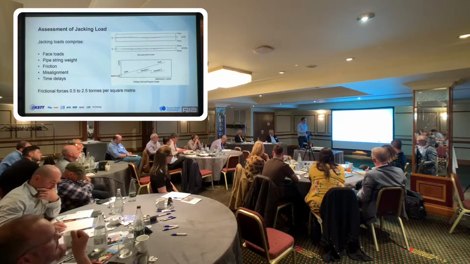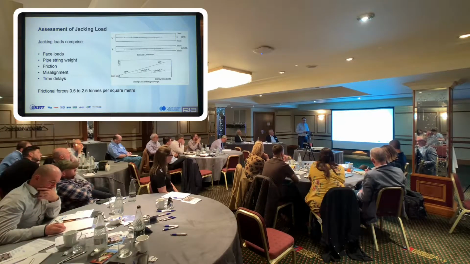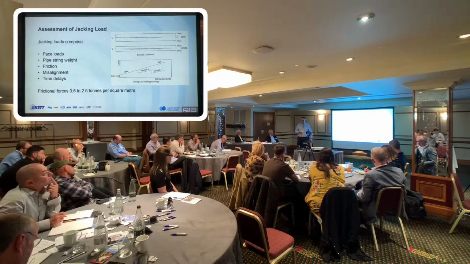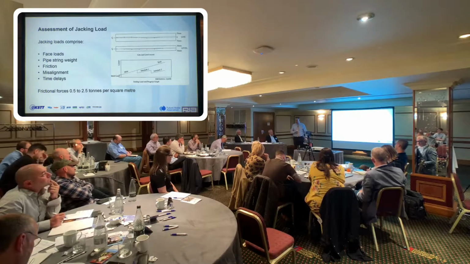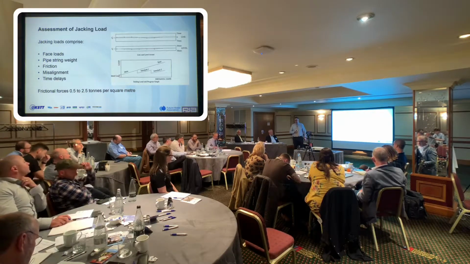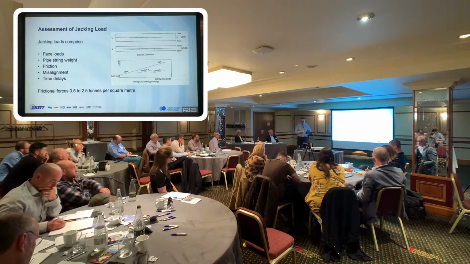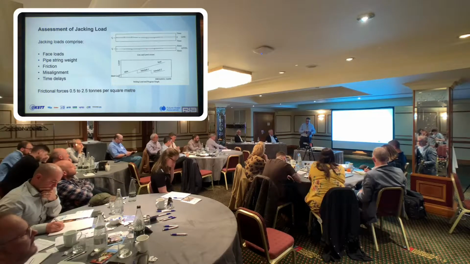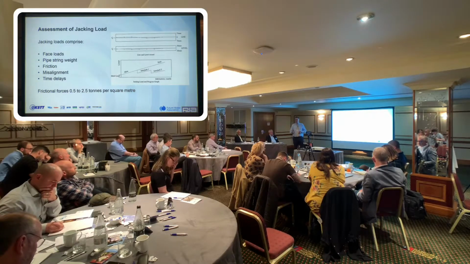again. The PGA design guide suggests a rule of thumb of 0.5 to 2.5 tonnes per square metre in terms of friction. It is a rule of thumb. You can look at it in different ways. You can actually get the site investigation. You can look at friction coefficients of the ground. There are a number of ways of looking at it.